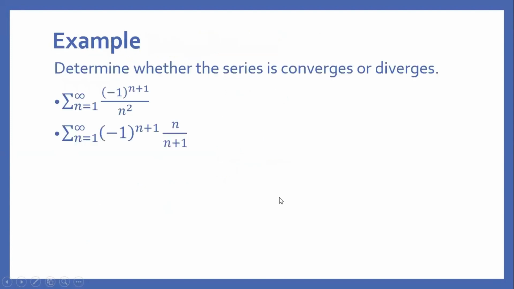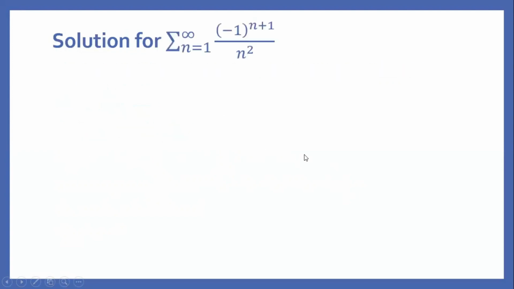So here are the examples. Determine whether the series converges or diverges. Ito yung number 1, the summation of negative 1 raised to n plus 1 over n squared for n equals 1 up to infinity. And then, the summation of negative 1 raised to n plus 1 times n over n plus 1 for n equals 1 up to infinity. So, unahin muna natin yung first series.